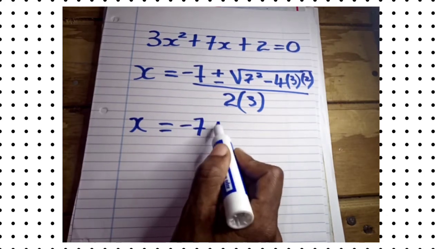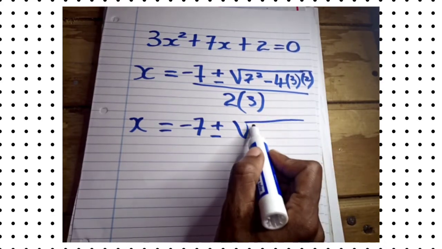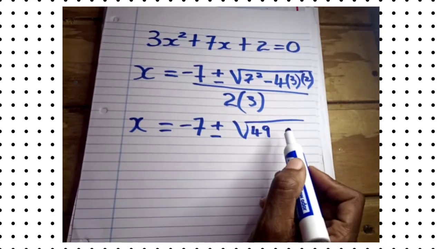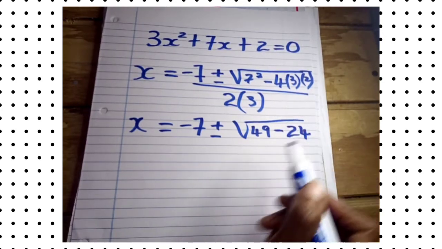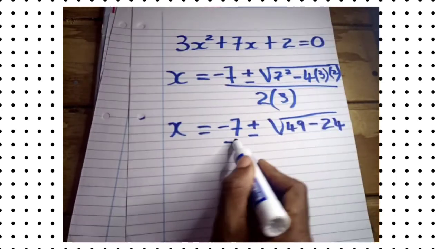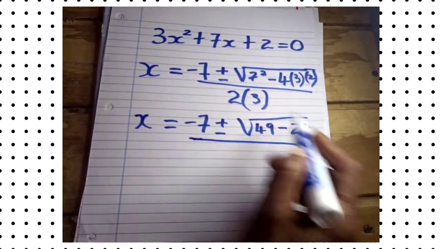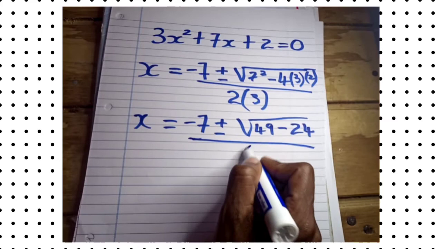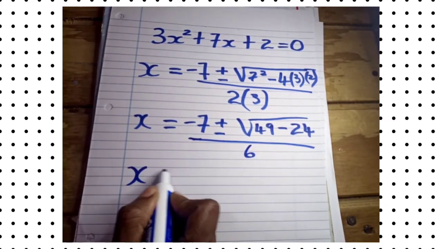After we have identified the equation, we go ahead and solve. Work out the problem. So negative 7 plus or minus the square root of 49, since 7 squared is 49, minus 24. That's 4 times 3, 12, 12 times 2, 24. And then that's all over 6.